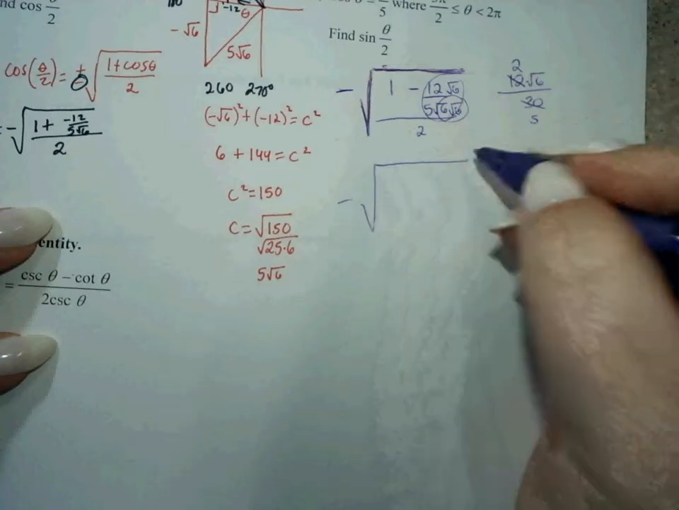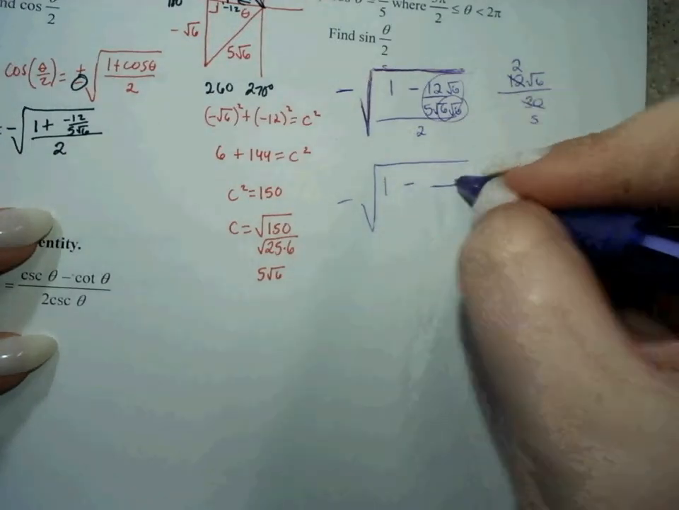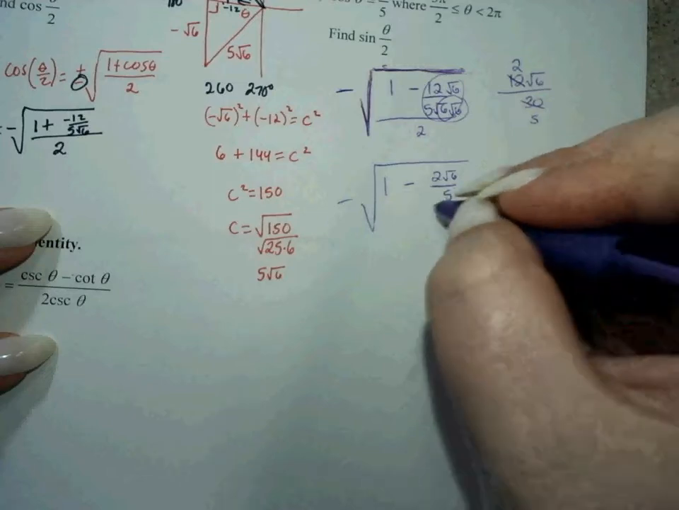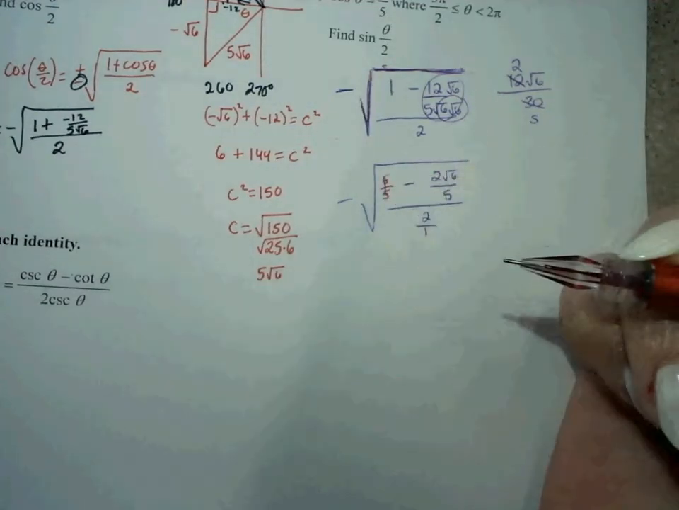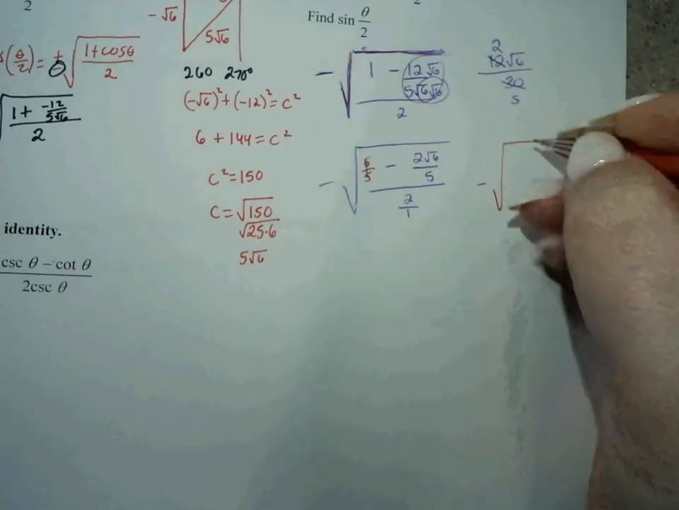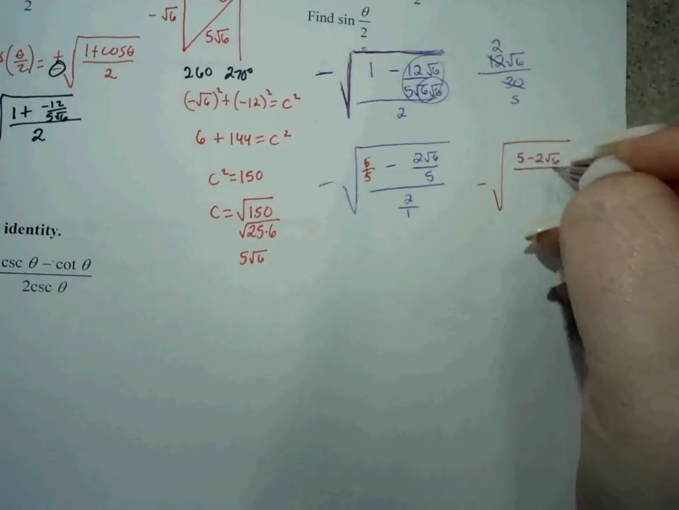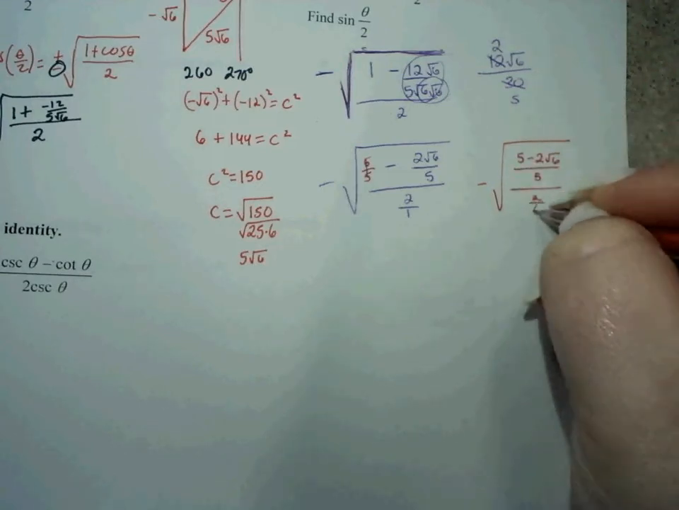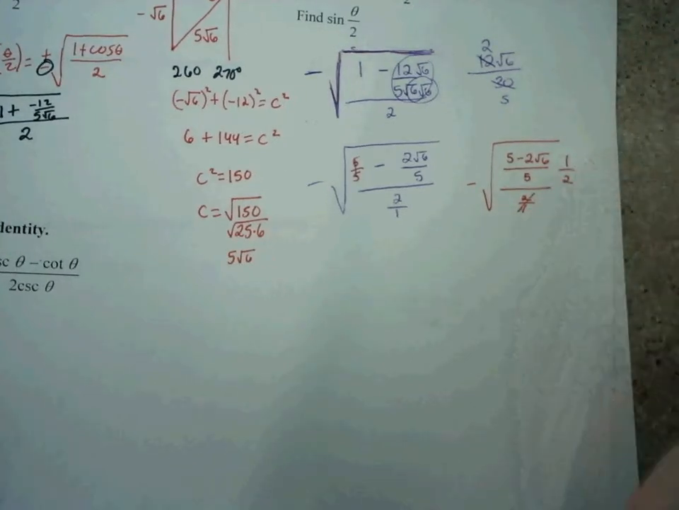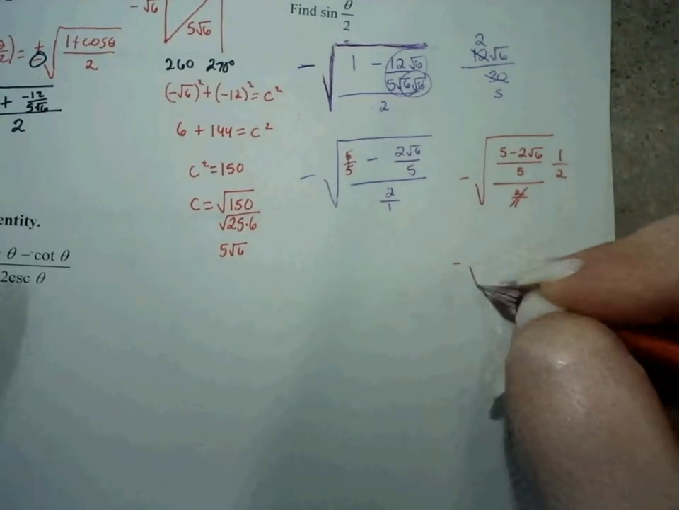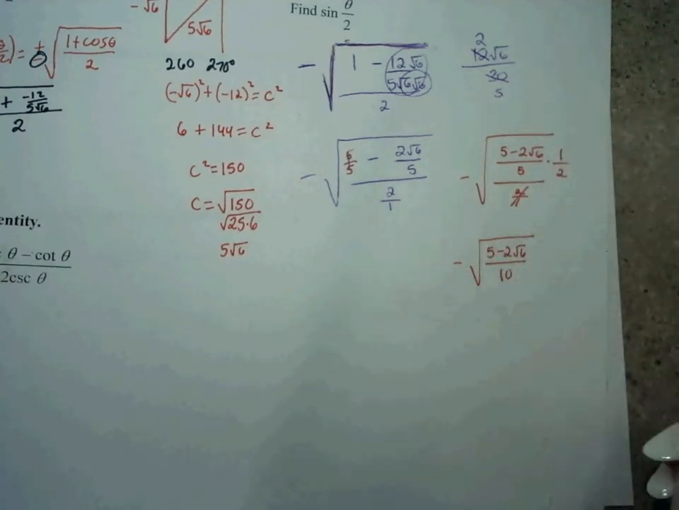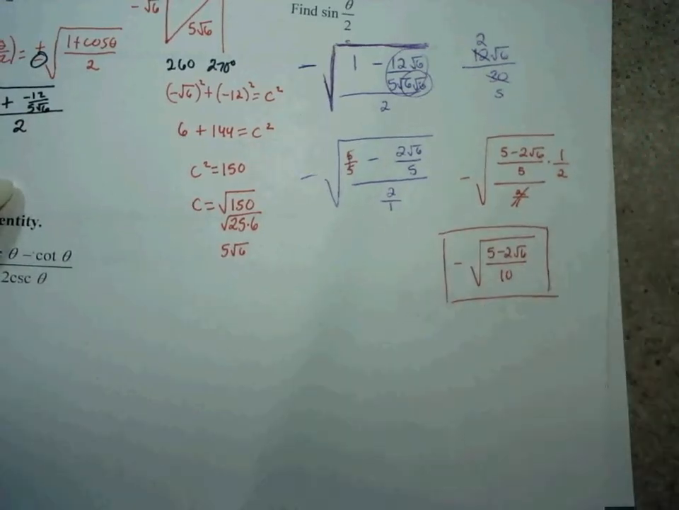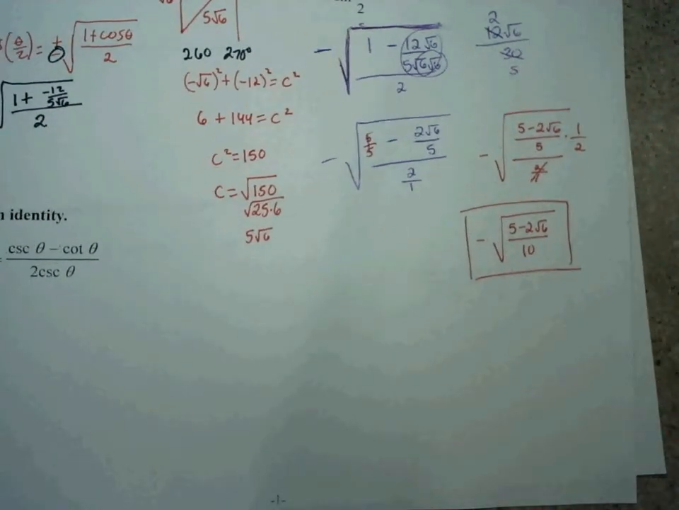Negative the square root of 1 minus the fraction 2 root 6 over 5, over 2, which is over 1. So I'm going to make my common denominator 5. And I've got negative the square root of 5 minus 2 root 6 over the common denominator 5, over 2 over 1, flip and multiply by 1/2. And then we'll have negative square root of 5 minus 2 square roots of 6 all over 10 when I multiply, and I'm fine with us stopping there and calling it good. Okay.